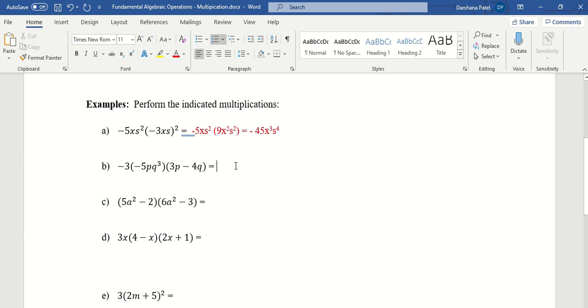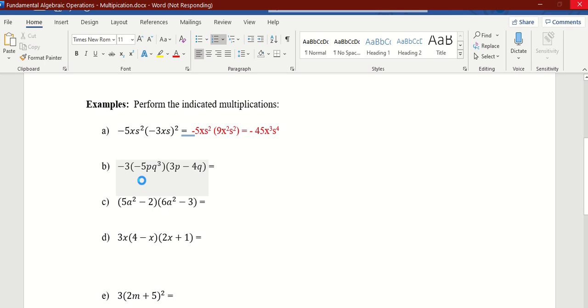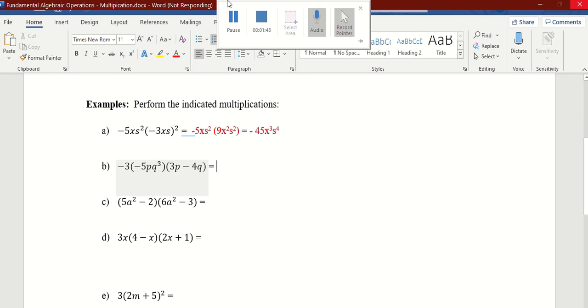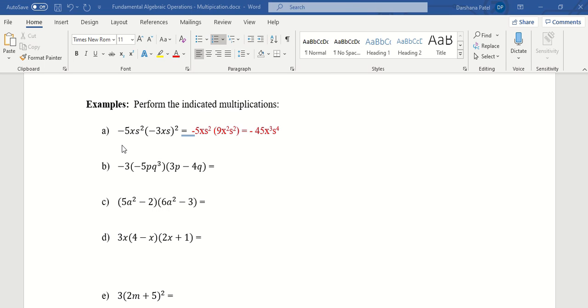For the next one then, we multiply negative 5 times 3. So we can multiply these two first or these two brackets first and then negative 3. It is completely our choice which one we want to solve for first. So in this particular case, I'm going to keep negative 3 as it is. So I'll say negative 3. Negative 5 times 3 will give me negative 15.